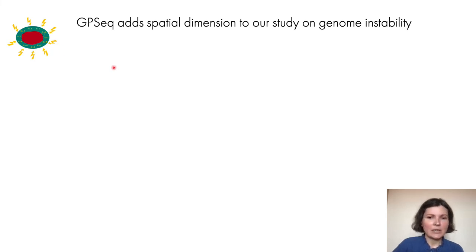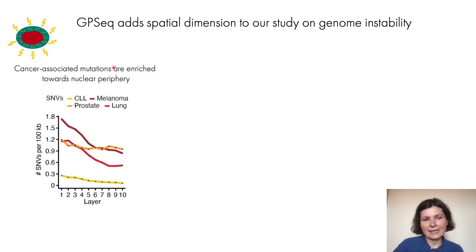And so to address this, we looked at the radial distribution of SNVs, single nucleotide variants found in different cancer types, and basically looked for their density in different radial layers, and we could indeed see that they are enriched at these peripheral layers in comparison to the more central ones, especially pronounced for cancers such as melanoma or lung cancer.